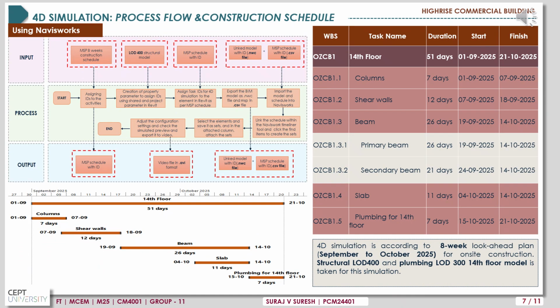Now coming to the 4D simulation, first it shows the process flow for 4D simulation in the studio using Navisworks. The 4D simulation was made according to an 8-week look-ahead plan for on-site construction from September to October 2025. Structural LOD 400 and plumbing LOD 300 models are taken for this simulation. The following table shows the schedule for the elements getting constructed in the coming 8 weeks.